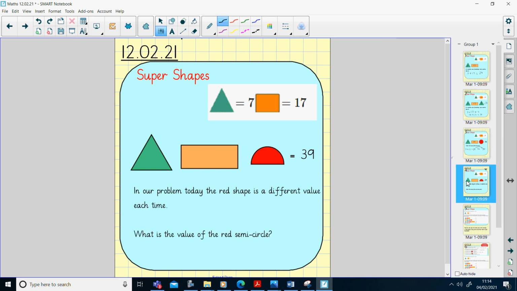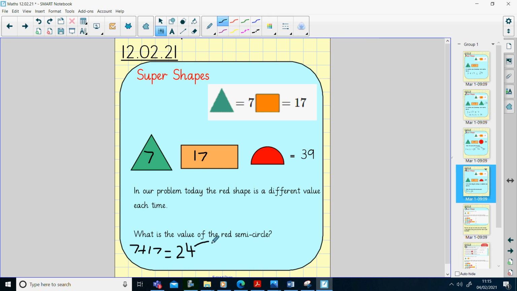Got another pattern now. I've got a red shape. I don't know the value, but I do know that my green triangle is 7 and my orange rectangle is 17. So again, we're going to use what we know to help us to work out the value of that semicircle. So 7 add 17, remember, gives me 24. And then I've got to work out the difference between 24 and 39.